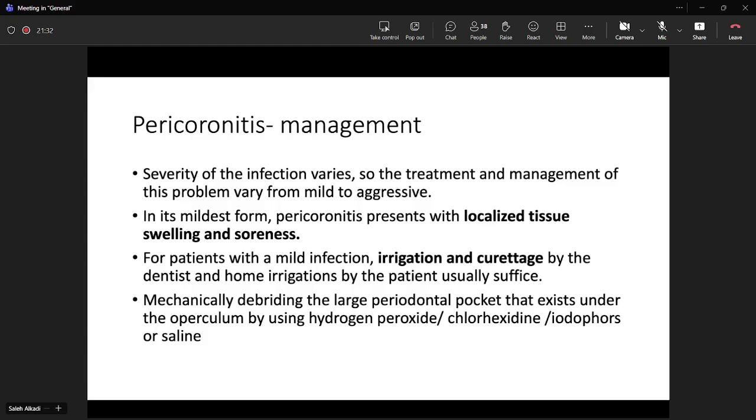In the very mild form, or the mildest form, patients may suffer from localized tissue swelling and soreness only, without any other problem. So the only problem is just tenderness in the area with a little bit of localized swelling. In this case of mild infection, the treatment is to irrigate under the operculum and clean any food debris there by doing curettage. This could be done by the dentist, and you can send the patient home with mouth rinses, and sometimes you provide the patient with a monoject syringe to irrigate under the operculum.